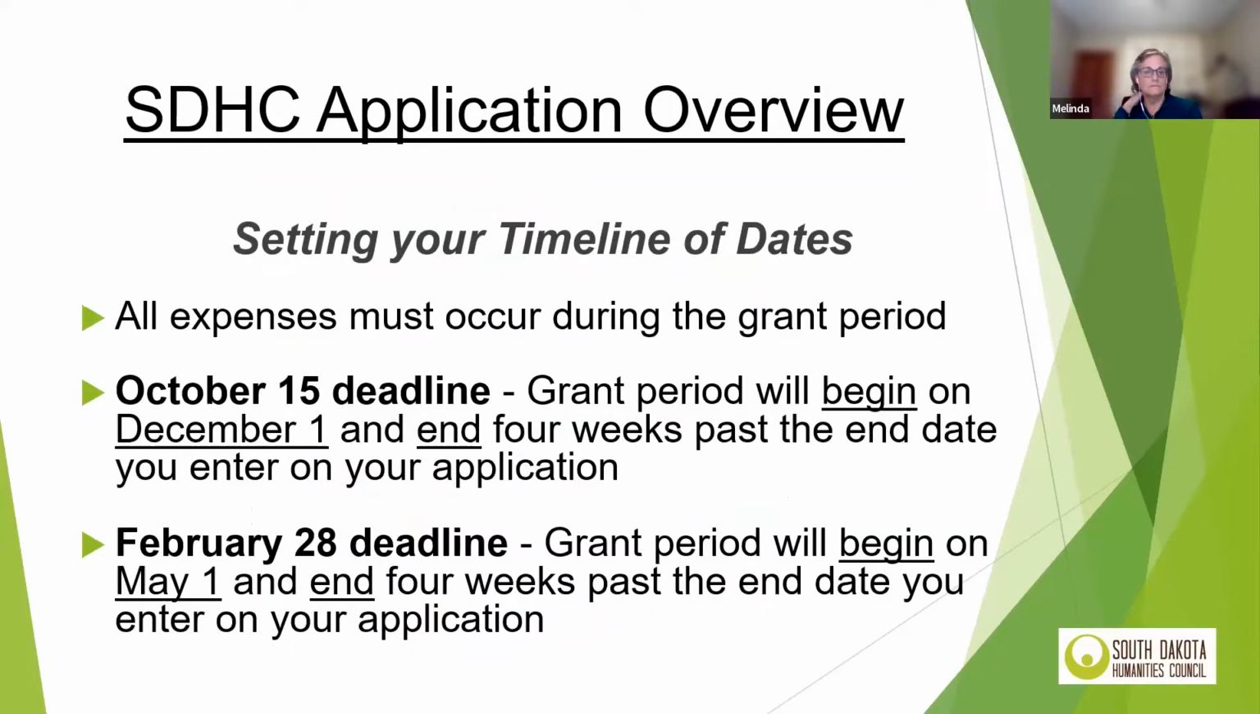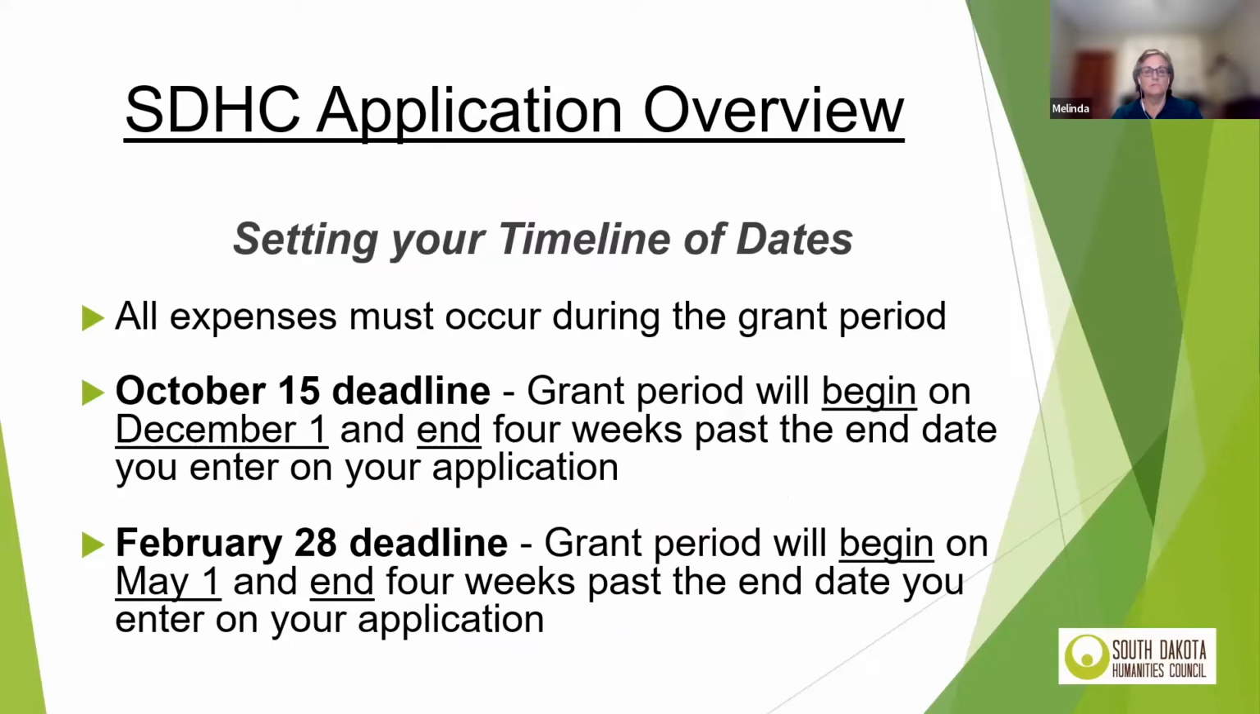Since all of your expenses must occur during your grant period, you'll need to think carefully about what dates you'll put in the application for your project's start and end dates. Think of the timeline for when you will begin your project and when you think it will be complete. The October application deadline is for projects after December 1st, so the start date for these projects will be December 1st. For the February 28th deadline, it will be May 1st.